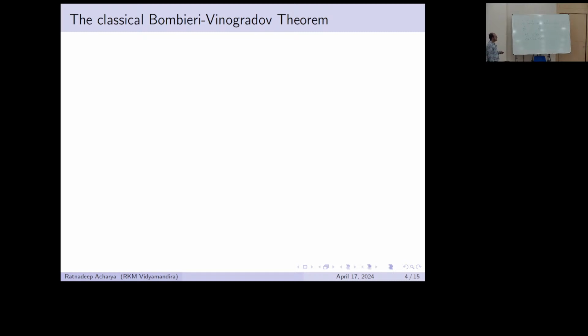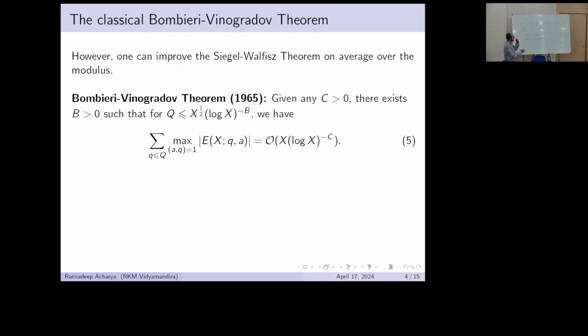It's the classical Bombieri-Vinogradov theorem. So we can improve the Siegel-Walfisz theorem on average over the modulus. What does that mean? So here is the statement of the theorem. Given any positive C, there exists another positive B depending on C, such that for q less than square root x times log x to the power minus B, we have this result.